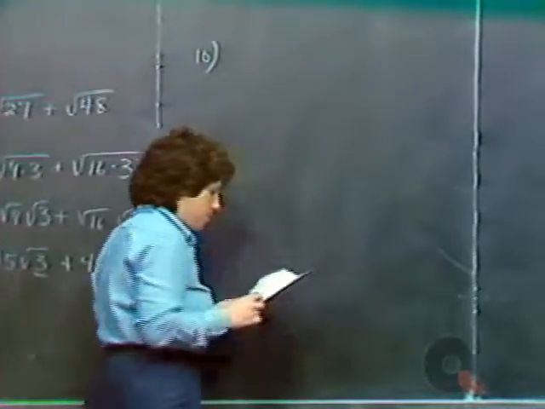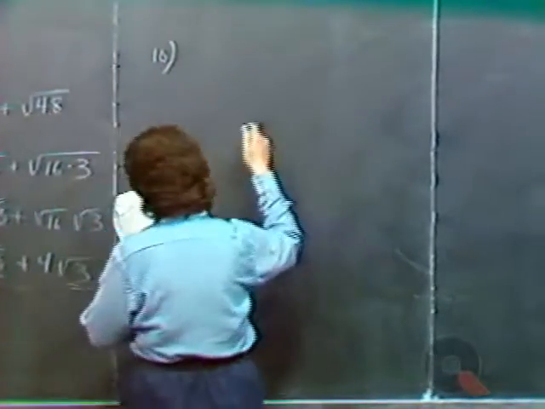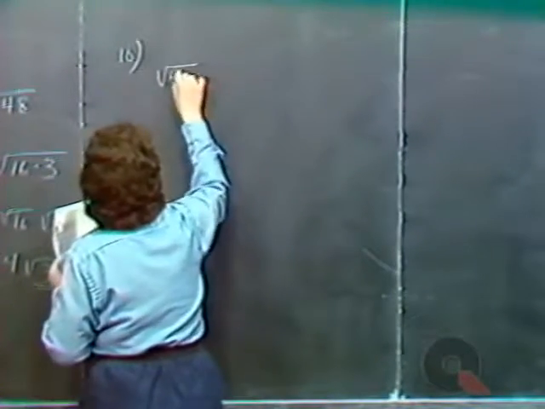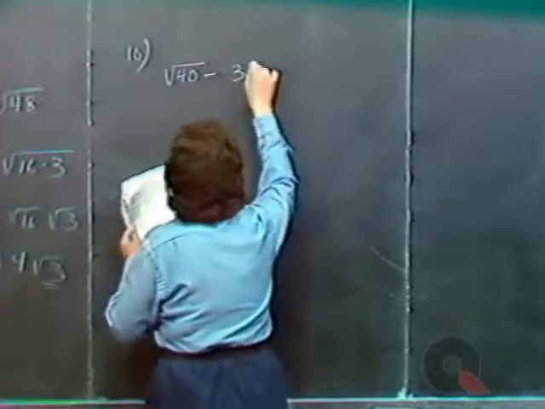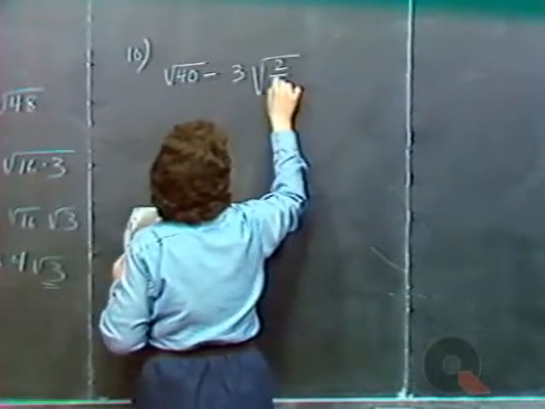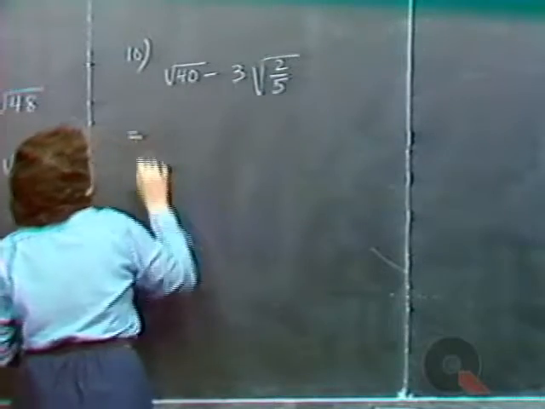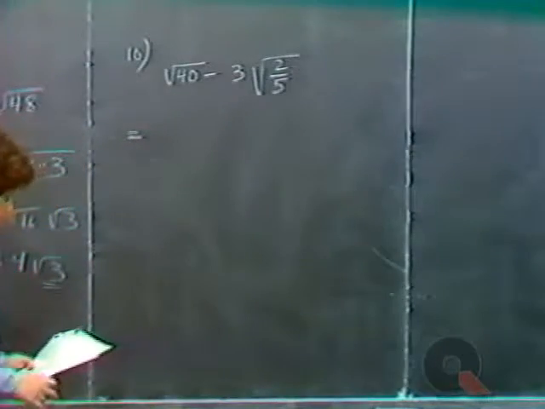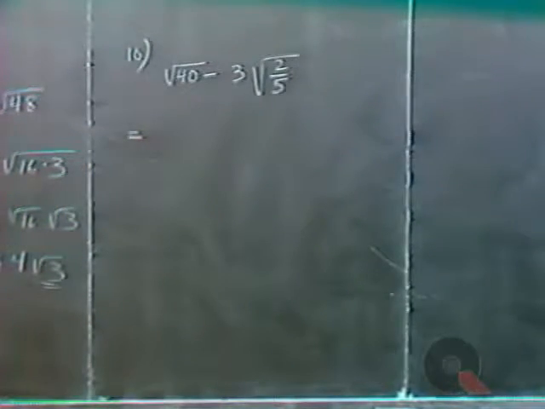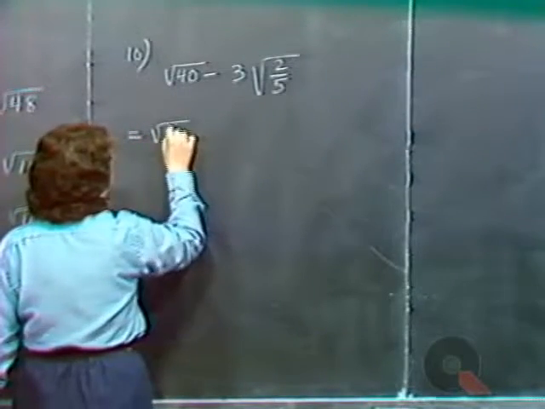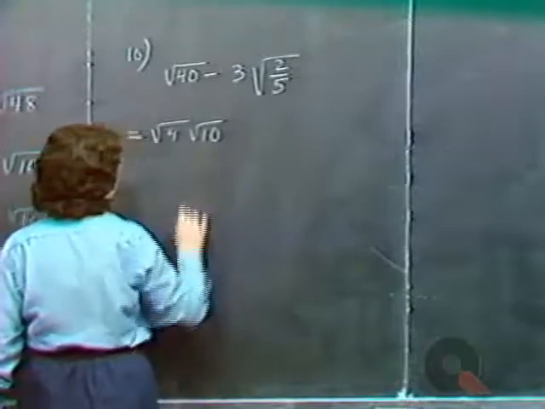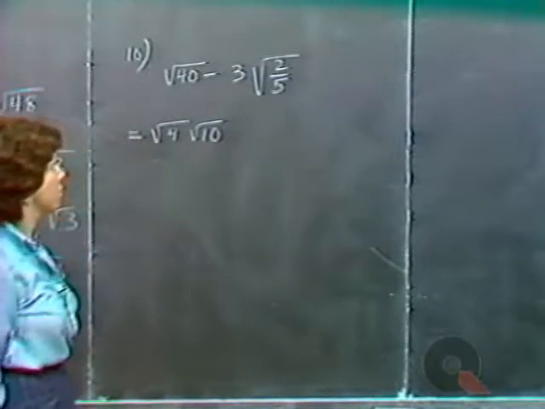In our next problem, we want to simplify the following. The square root of 40 minus 3 times the square root of 2/5. All right, we want to put them into simplest radical form. The square root of 40 is the square root of 4 times the square root of 10, pulling out a perfect square factor.